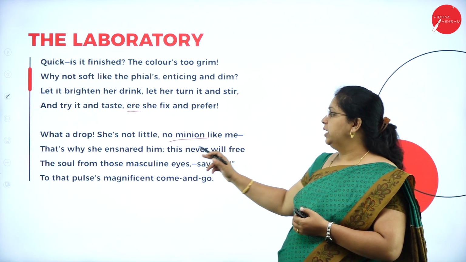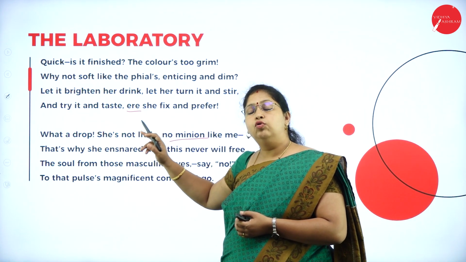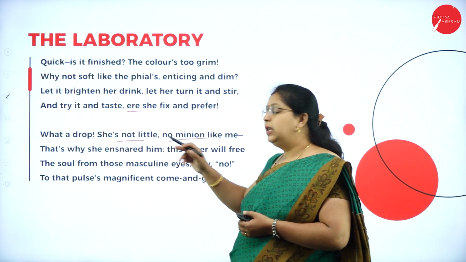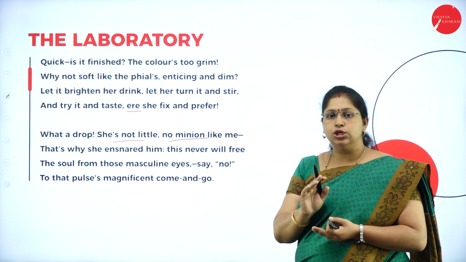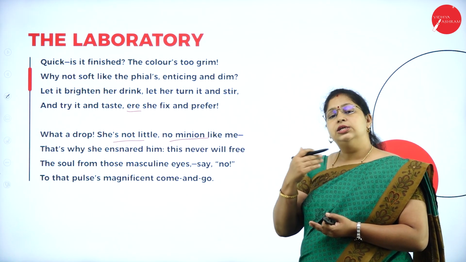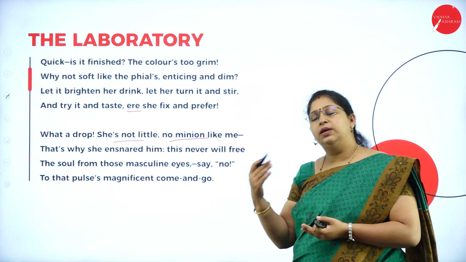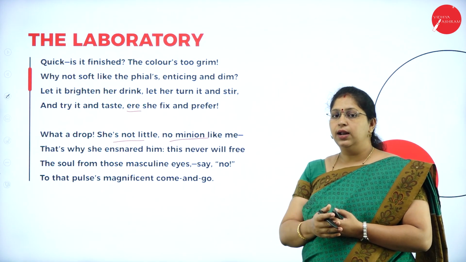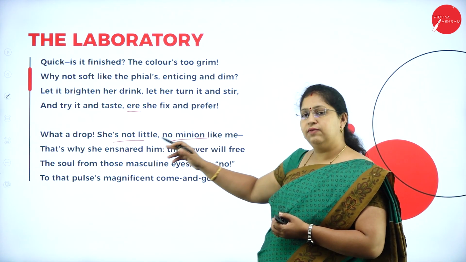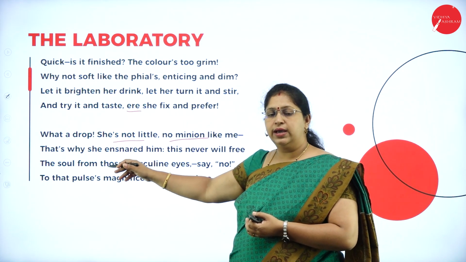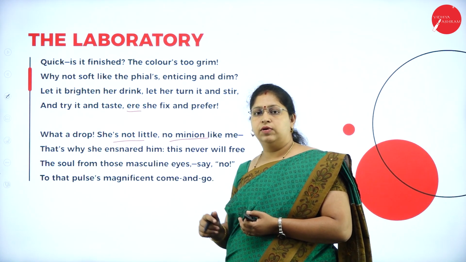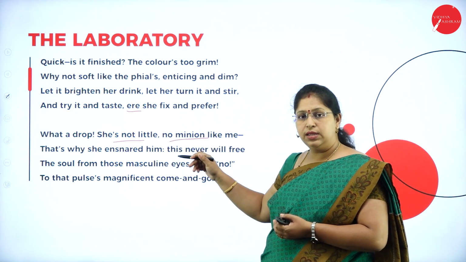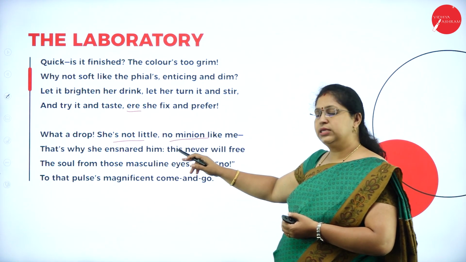Okay. So she is telling, because of the good physique she has. So this lady, the speaker, has little body, means she is short. Okay. And she is not as attractive as the woman who has ensnared, means who has attracted and taken away her lover. She is not as attractive as the woman who has taken the person now. Correct? So she tells that she is not little like me. She is not a minion like me. So only she has taken him.